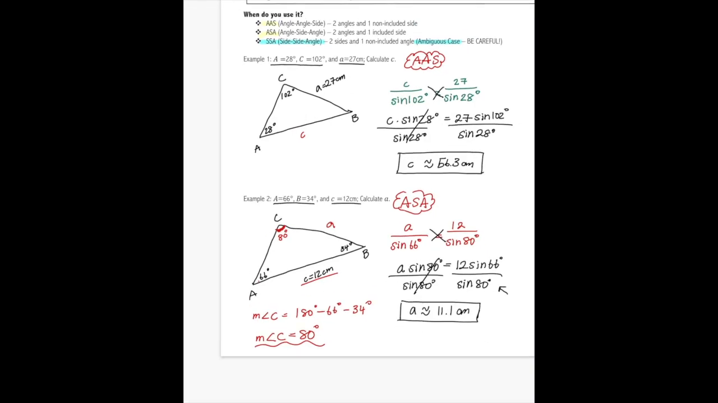So now we've looked at two cases when we can apply the law of sines. The first one is angle angle side, and the second one is angle side angle. And again, the third one we will not be covering in this lesson.